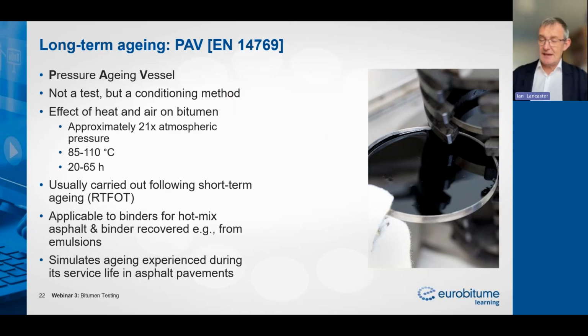We place a sample of bitumen, usually one that has already been through the rolling thin film oven test, so it has already had short-term aging carried out on it. We place it into the sample pan that you can see in the picture. We put it into a pressure vessel, and we apply really quite high pressure, 21 times standard atmospheric pressure, and we apply heat between 85 and 110 degrees for a period of time between 20 and 65 hours. And then we assess the properties of the binder after long-term aging.